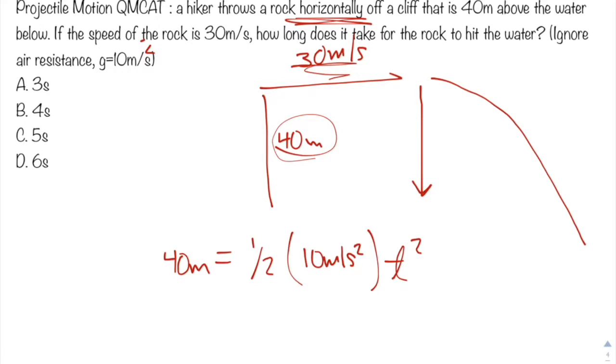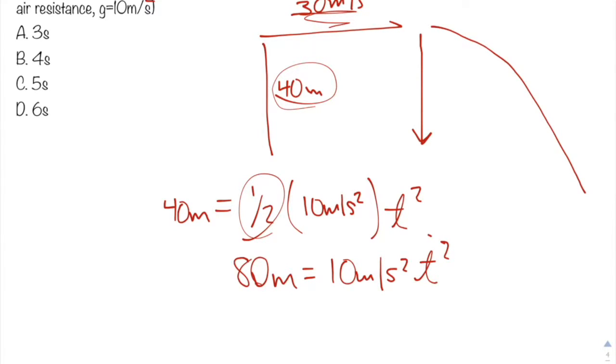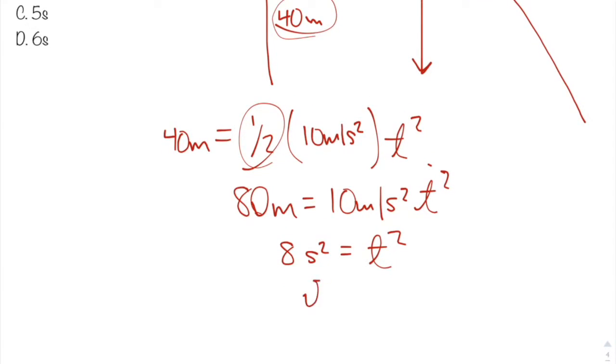So when we do those calculations, we would multiply 40 meters by 2 in order to get rid of this 1/2. So that would give us 80 meters equals 10 meters per second squared times time squared. We would divide by 10, and that would give us 8 seconds squared is equal to time squared. We take the square root of both sides, and the square root of 8 is closer to 3 than it is to 2.